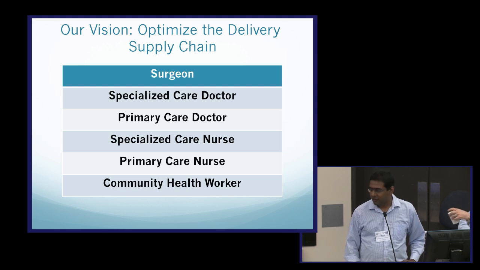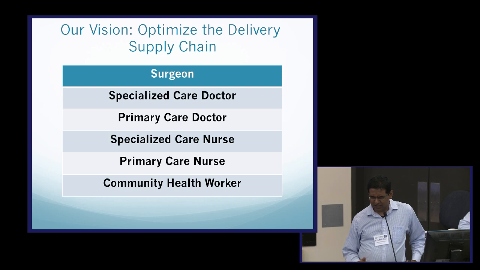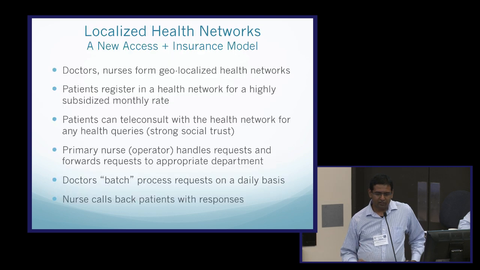So just to wrap up, to conclude on what David was saying earlier, the vision for me is that you have very limited resources. How do you design a healthcare system that optimizes the supply chain? One of the things we are thinking about right now is this concept of localized health networks, where a doctor, nurse, and a set of health workers form a team and give healthcare delivery. And you need to basically ensure that everybody's time is constrained.